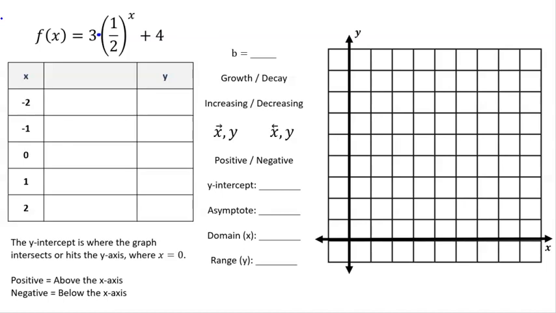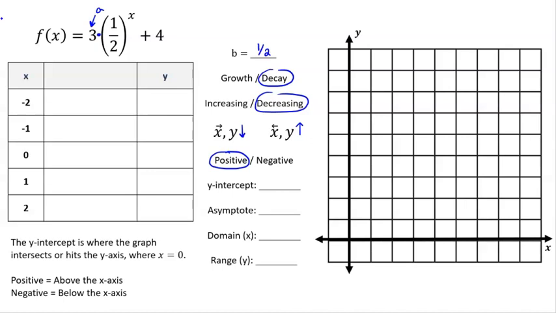And so with this one, this is our A value, and that's going to come up later. Our B is still going to be 1/2, so that tells me that this is probably going to be decay and decreasing. It's going to go down as we go to the right and up as we go to the left. I'm going to assume that this is a positive graph, because it's never going to really multiply and give me a negative number, so that doesn't make sense.